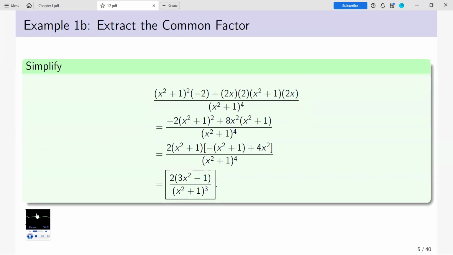The numerator contains a common factor of 2 times x squared plus 1. Factoring it reveals the cancellation and leaves a much simpler expression. When an expression looks intimidating, it may simply be wearing too many parentheses.